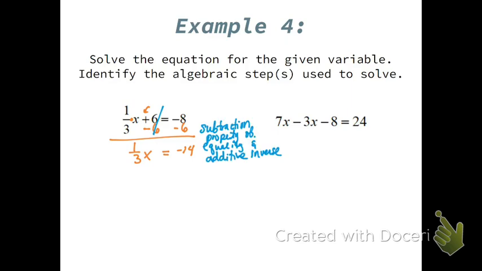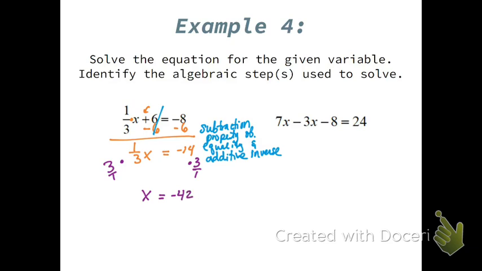Next, my x is still not by itself yet because it's being multiplied by the 1/3. I want to get rid of that by multiplying both sides by 3, or you could also think of it as 3 over 1 if that helps. What's going to help you take the 1/3 and make it into a 1 to get a 1x. So it's going to give me x equals negative 42.